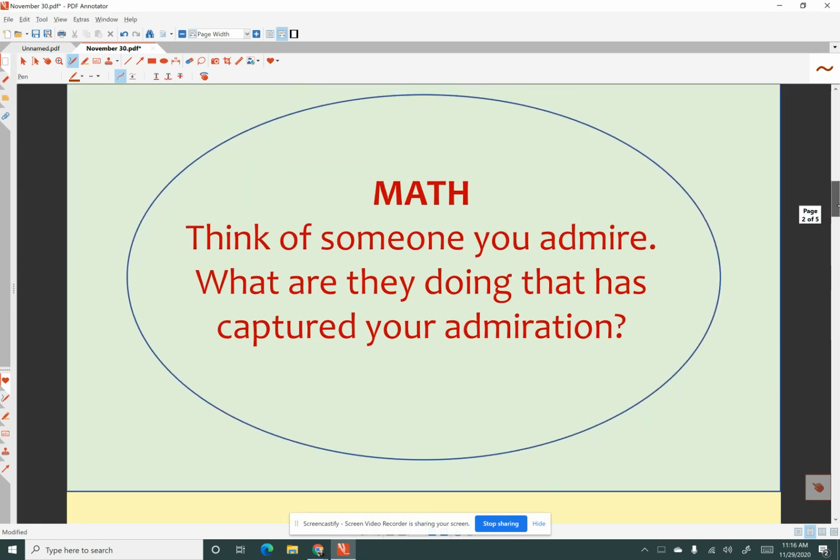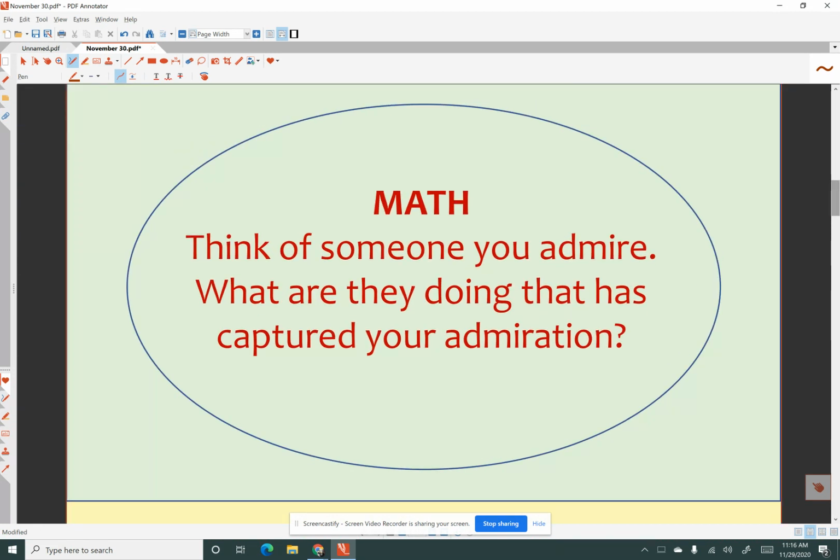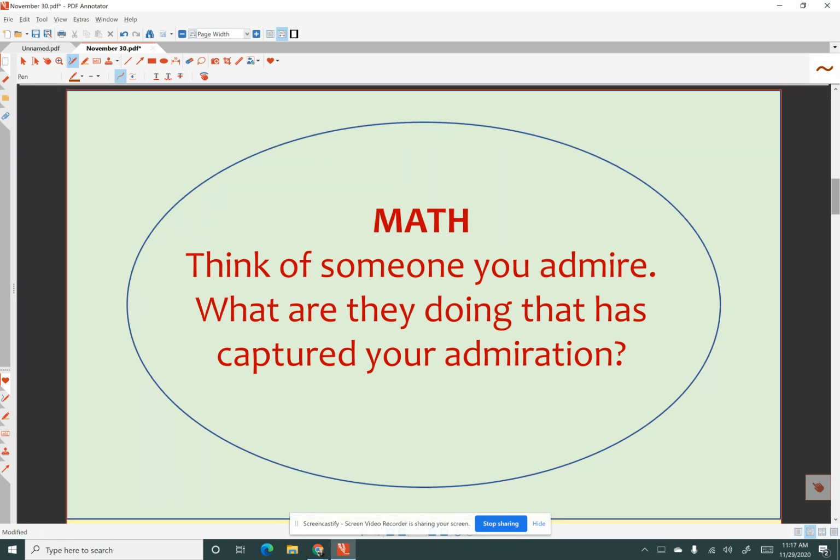Our Do Now asks us to think of somebody we admire and consider what they are doing that has earned your admiration of them. I know I always admire people who are focused and thoughtful, and they don't speak quickly. They think about what they need to say before they say it. I think that's a great characteristic.